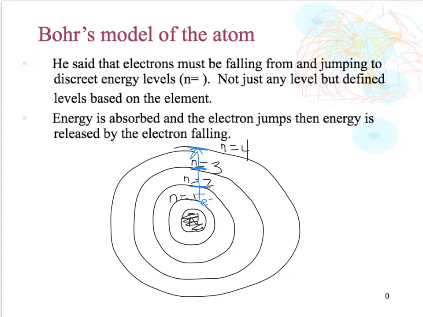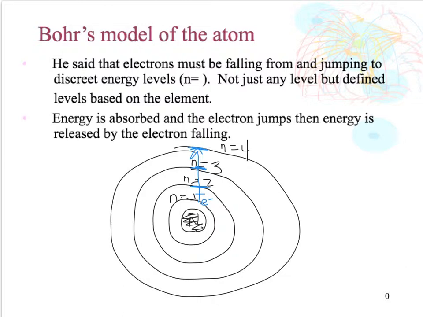It's like putting in 4 quarters, a dollar, for a bottle of Gatorade. 4 quarters, you get a bottle of Gatorade. 3 quarters, you get nothing. 5 quarters, you get 1 bottle of Gatorade. So it's the same kind of thing. It's quantized. These are the available energy levels.